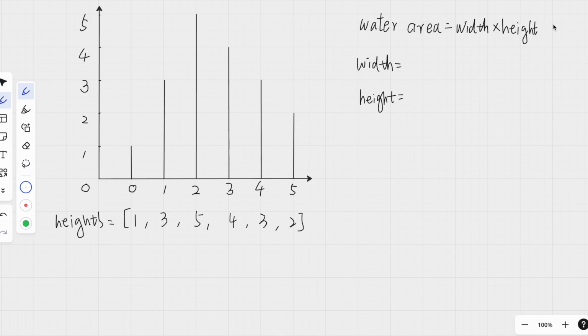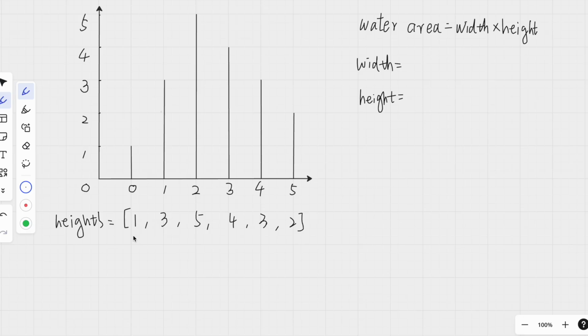Water area equals width multiplied by height. In order to have the largest container, we need both height and width to be as large as possible. It is not immediately obvious how to find a container with the largest height because heights don't follow a clear pattern. But we do know the container with the maximum width, starting at index 0 and ending at index 5. So we can start by maximizing width, setting a pointer at each end of the array, and then gradually reduce width by moving these two pointers inward, trying to find a container with the largest area.